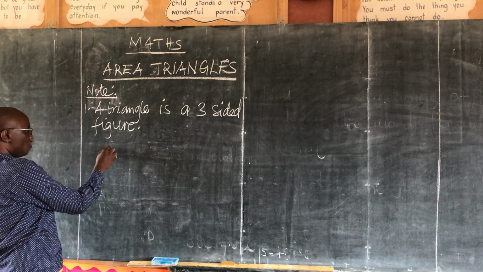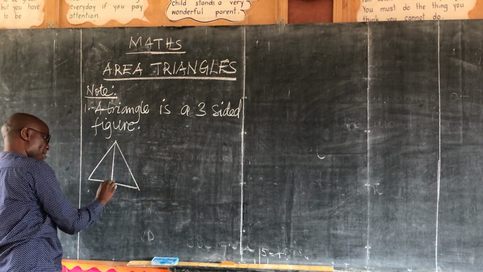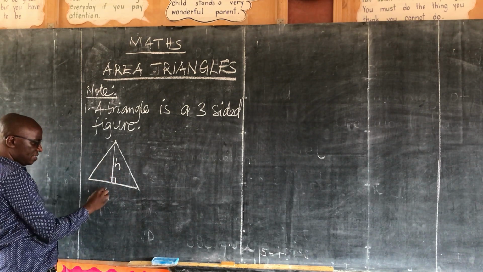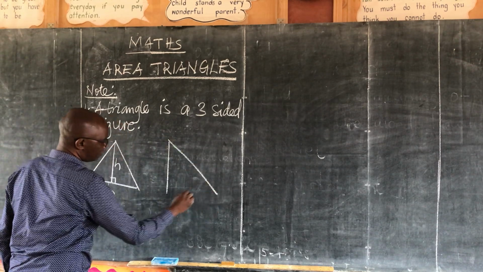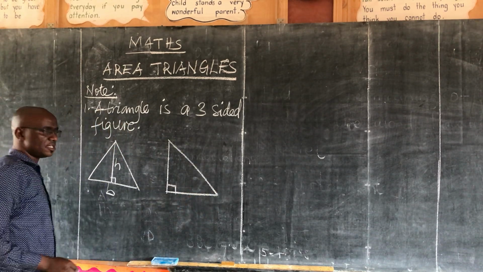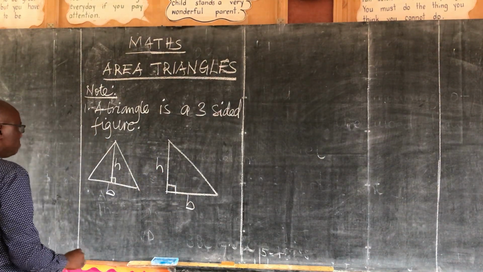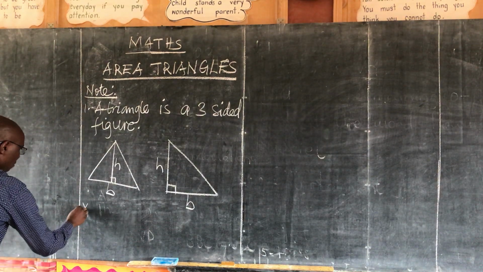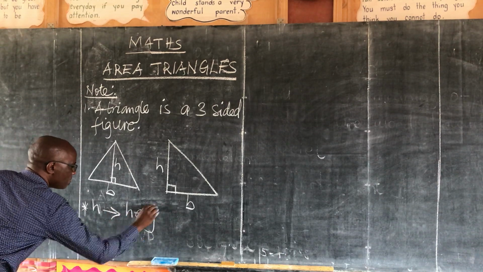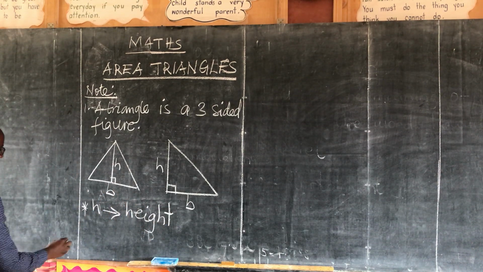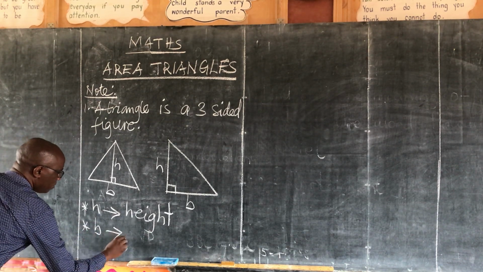So now this is the triangle. We can have a triangle which is like this. This is the height, this is the base, and we can have a triangle which is like this. This is the right angle triangle. This is its height and this is its base. H stands for the height. It represents the height. And B represents the base.